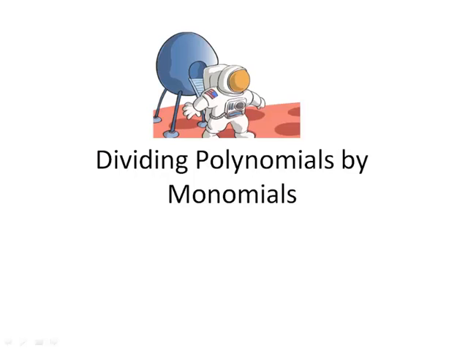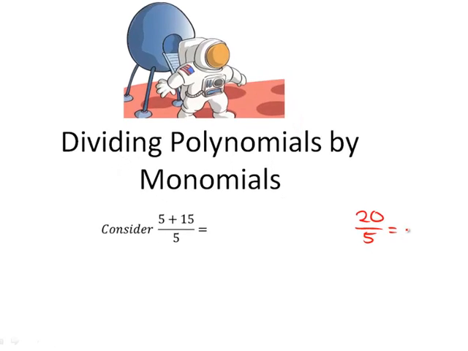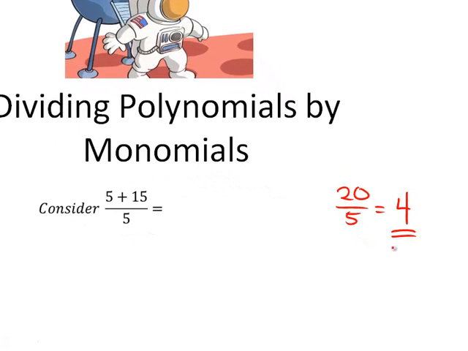This lesson is on dividing polynomials by monomials. Consider if you had two terms divided by one term. In the simple case, 5 plus 15 divided by 5. On one hand, this should be 20 over 5, which gives us 4. So we know the answer should be 4.